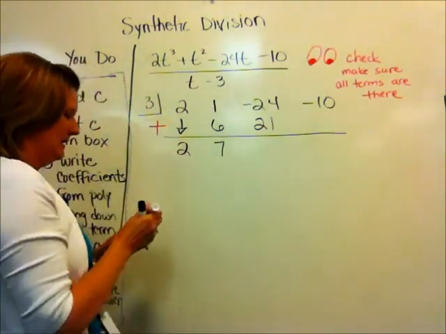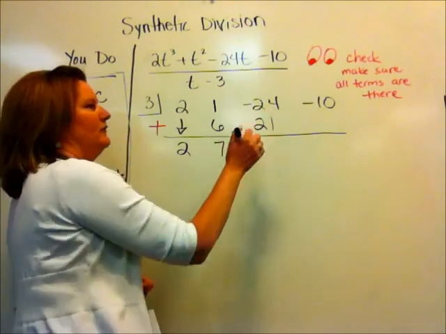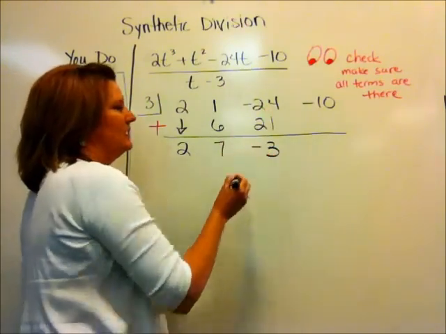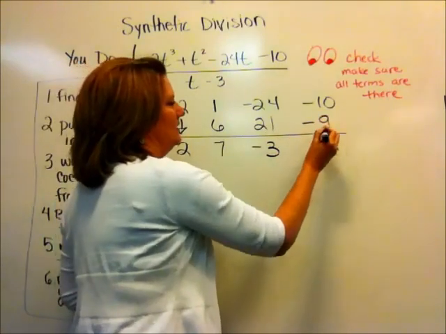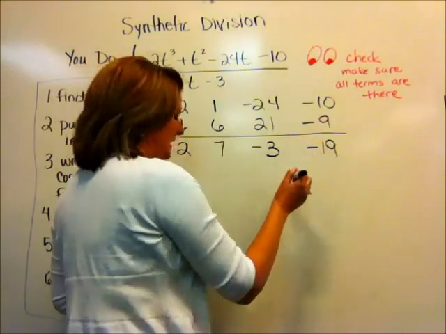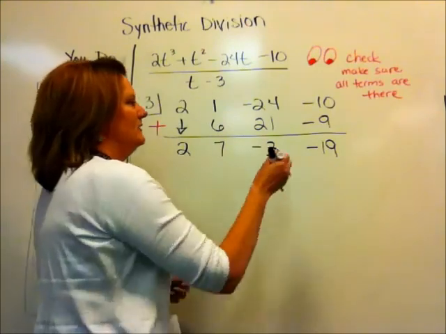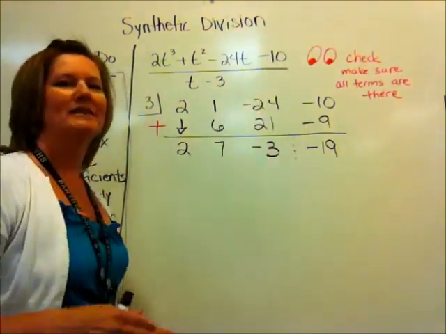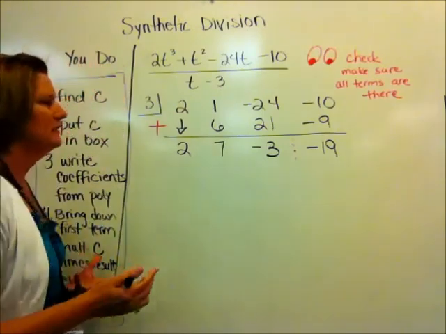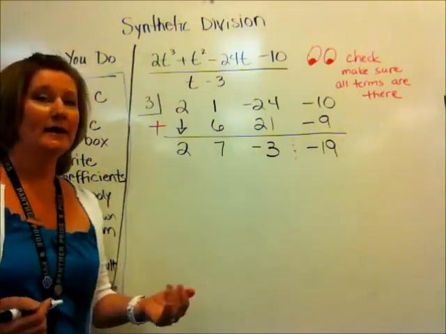We're adding here. Okay, so negative 24 plus 21 is negative 3. Negative 3 times 3 is negative 9. And my remainder is negative 19. And remember that that's your remainder, that last one. That comes in where that constant is, where it doesn't have that to the 0 term. Okay, so there's my remainder. I'm ready to go ahead and finish this up.